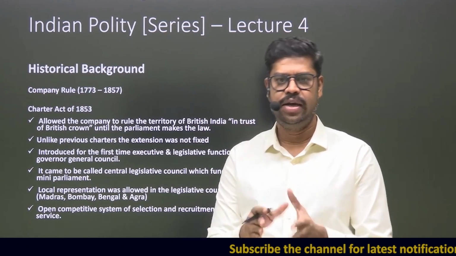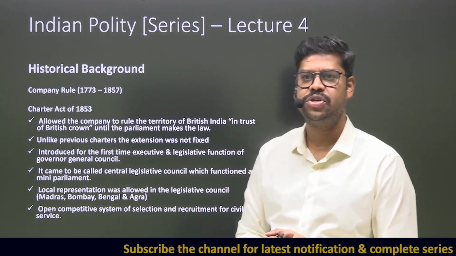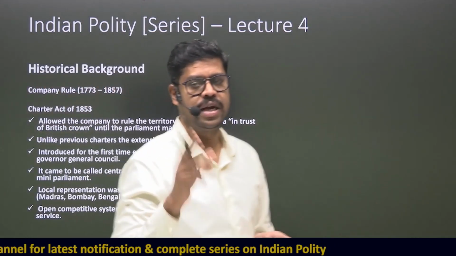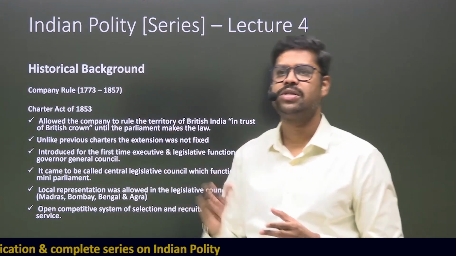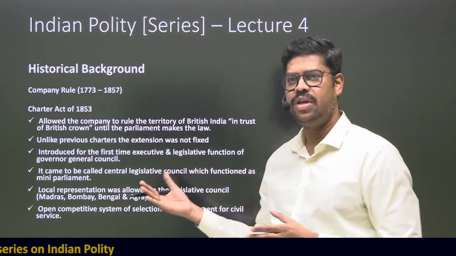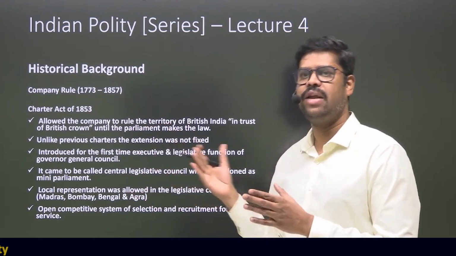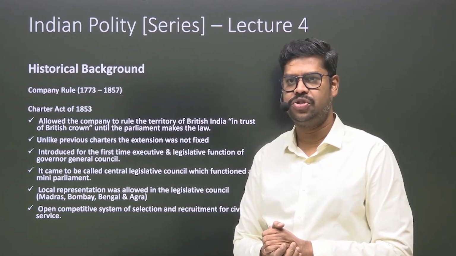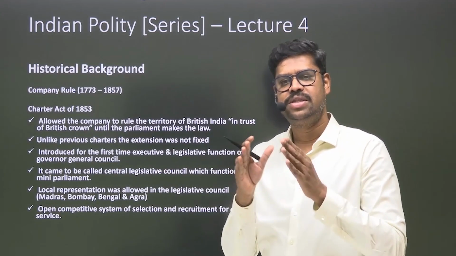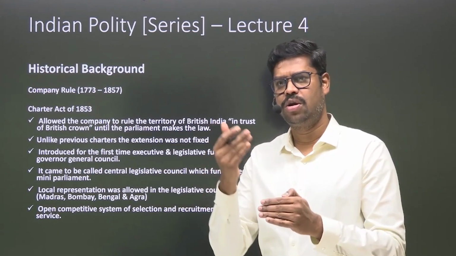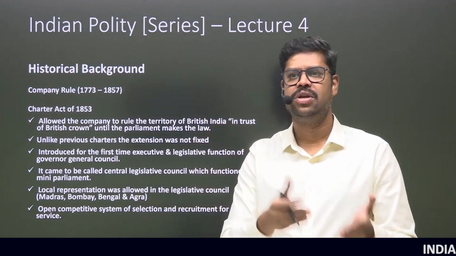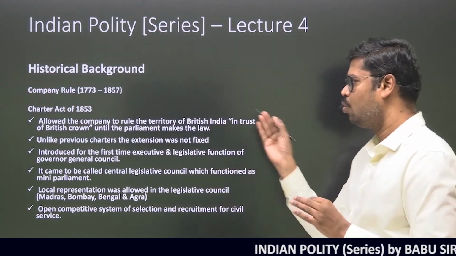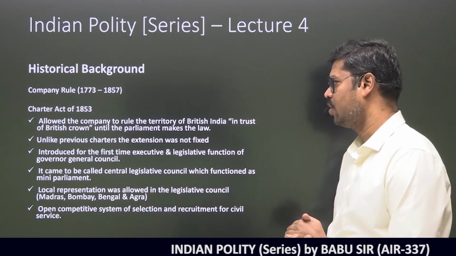And it is also a clear indication that sooner or later the administration would be taken up directly by the British Crown. And that is what we call the era of Crown rule. After 1853, it continued till 1857, and you know that from 1858, the Crown directly took up the administration. So by the Charter Act of 1853 itself, it was more or less clear that sooner or later the administration of British India would be directly taken up by the British Crown. That is one hint that was already available in the Charter Act of 1853.